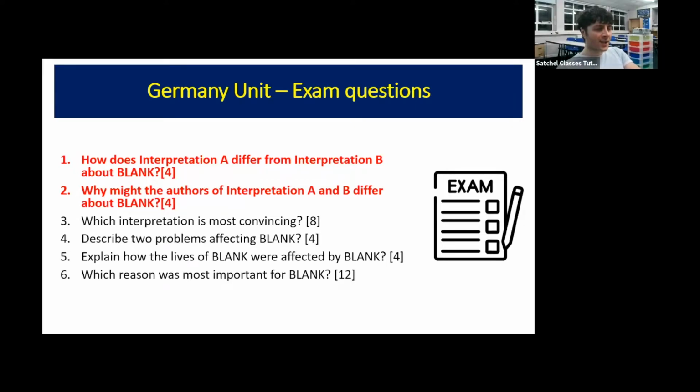Question 5: explain how the lives of blank were affected by blank. Again, that can be anything from within the unit. And then the bigger one in the Germany unit is question 6: which reason was most important for blank?